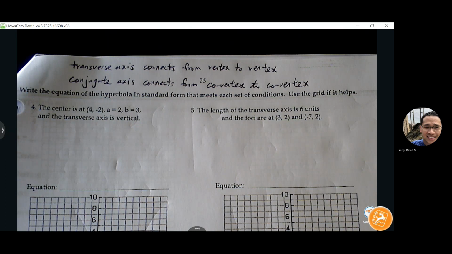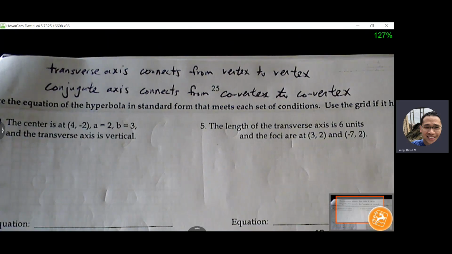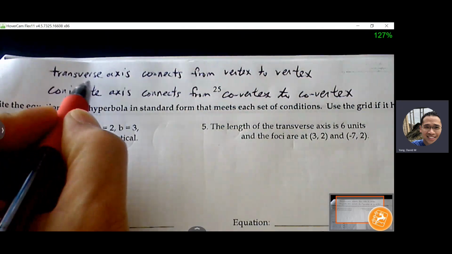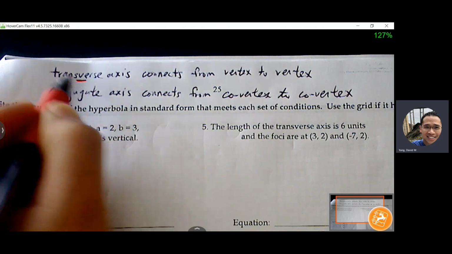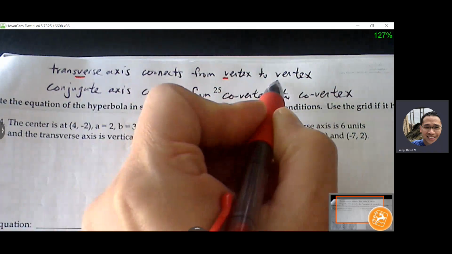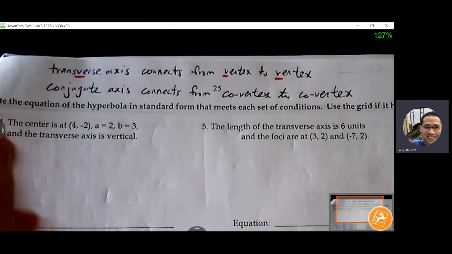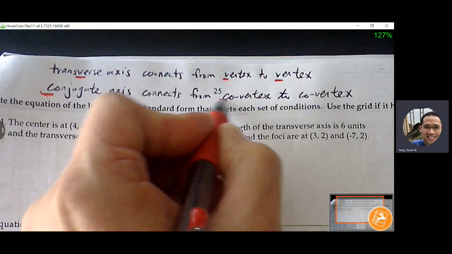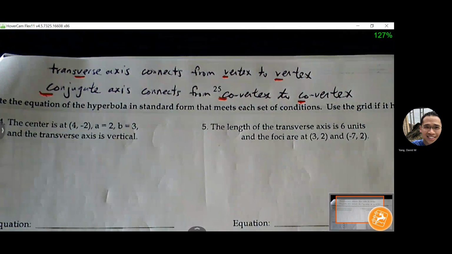Okay, you guys can put this on the top of the page. There's the transverse axis and there's the conjugate axis. The transverse axis is going to connect from vertex to vertex. Your conjugate axis is going to connect from covertex to covertex. So maybe one way that I just thought of that could help you not mix these up is there's a V in transverse, which helps with the fact that there's vertex and vertex there. And the conjugate starts with a C, covertex, covertex.